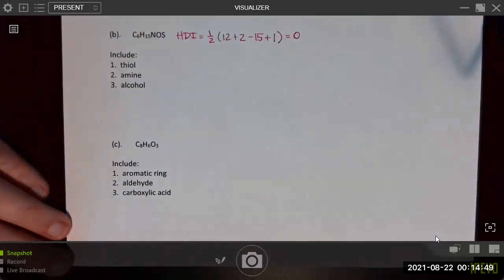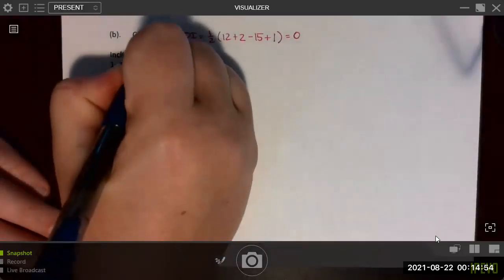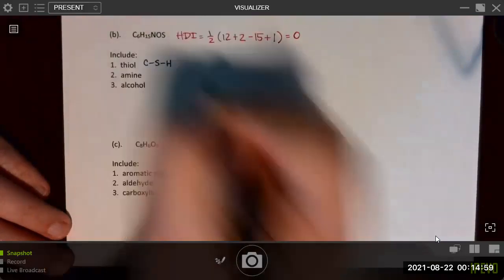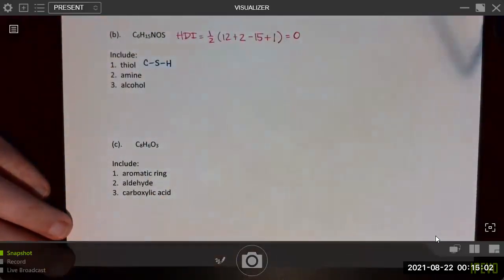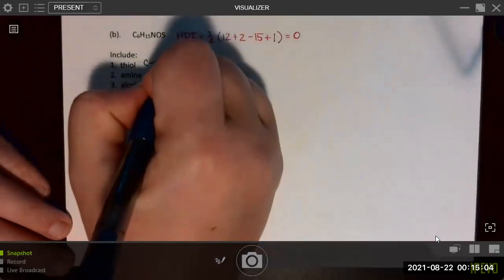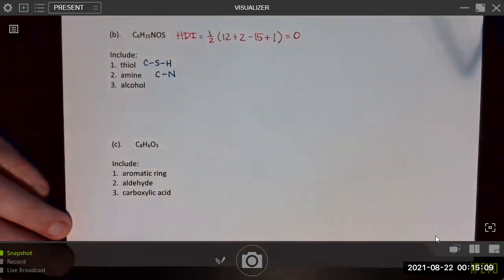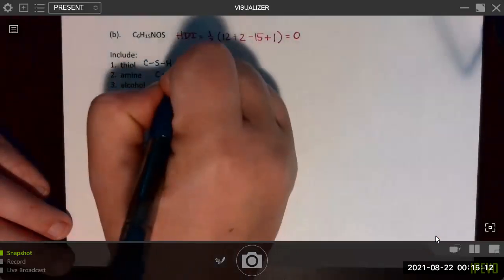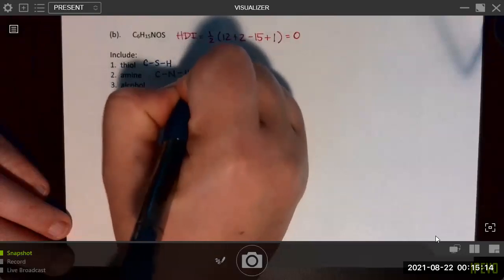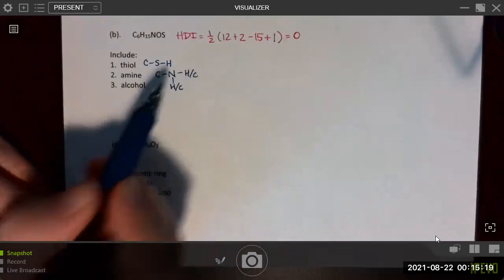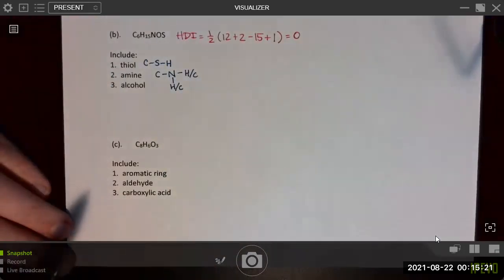Well, let's look at our functional groups and see if it's possible to have an HDI of 0. So the thiol is a carbon attached to a sulfur attached to hydrogen. So no problem there. And then the amine is just a nitrogen attached to at least one carbon, possibly up to 3 carbons, with hydrogens making up the rest. But nitrogen needs to have at least one carbon, otherwise it wouldn't be an organic structure. It would just be ammonia, which is technically not organic.